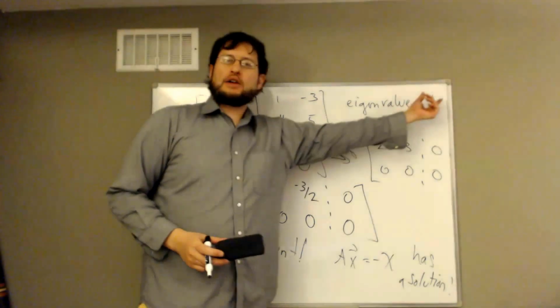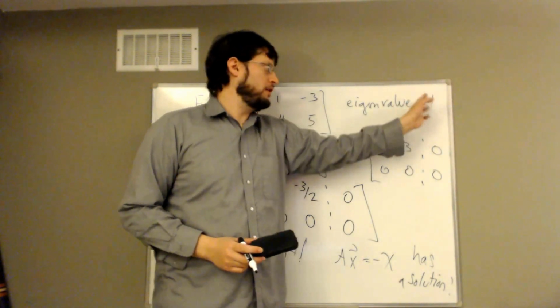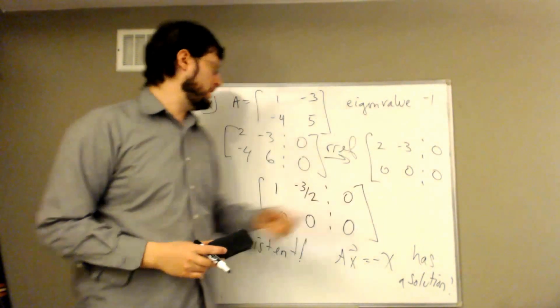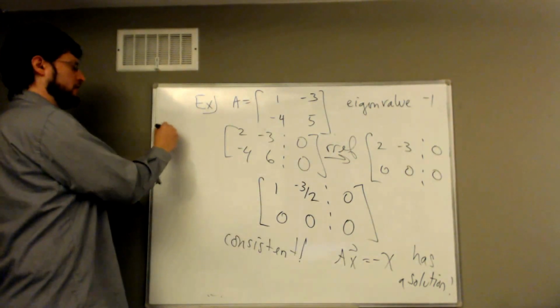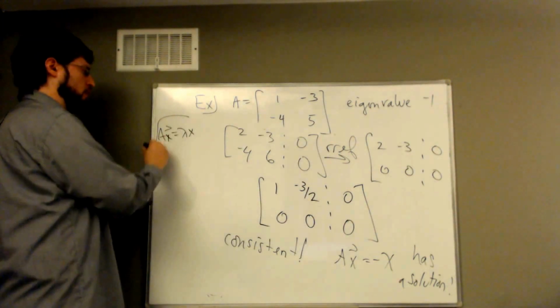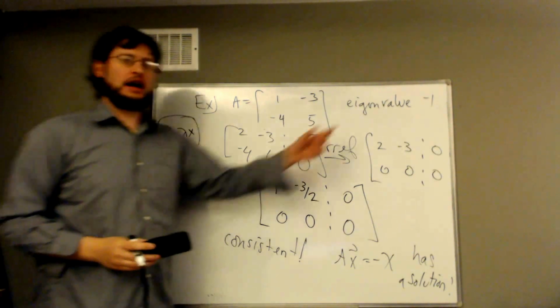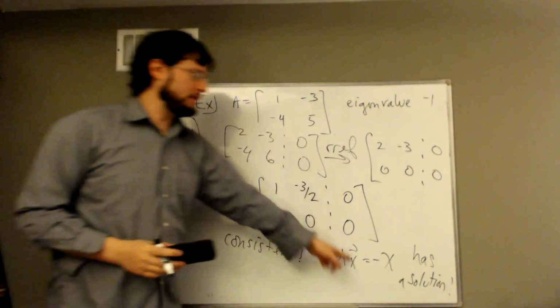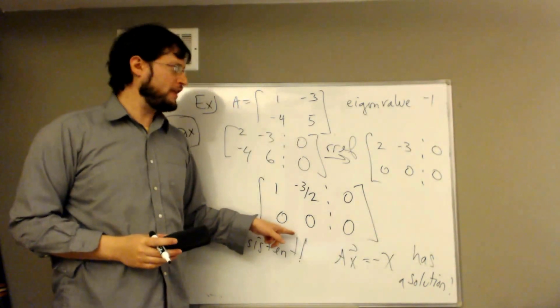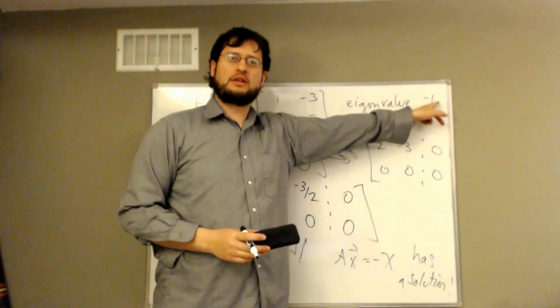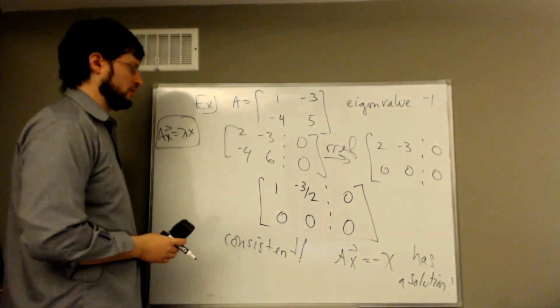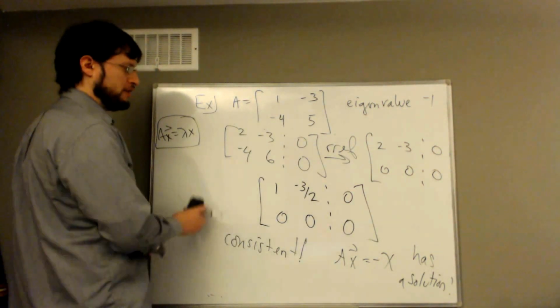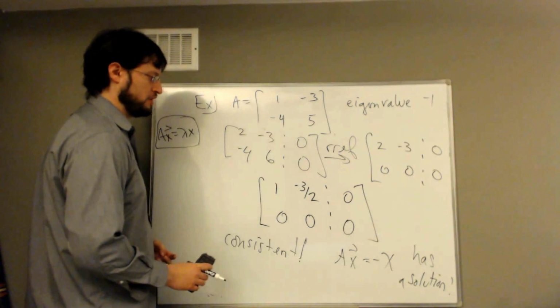So how do I know if something is an eigenvalue? Well, if I plug -1 in for lambda in Ax equals lambda x, that's what we're always going to be looking at. If I plug our eigenvalue in for lambda, and I end up getting a consistent system, then in fact this is an eigenvalue. Because that means that there is a solution. Now we can do better here. We can actually figure out what that solution is.